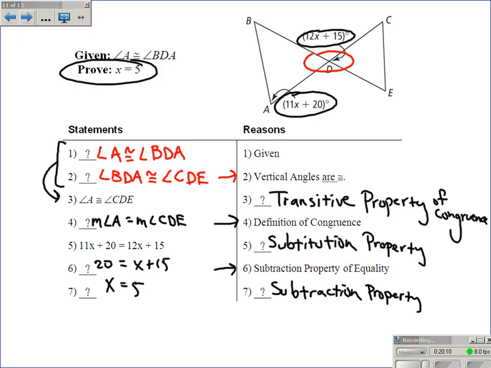I know that it's in some ways easier because you don't have to find all the statements and all the reasons, but you might get lost in trying to figure out how to make the steps. So think about what reasons you have, what statements you have, and try to figure out and fill the missing holes.